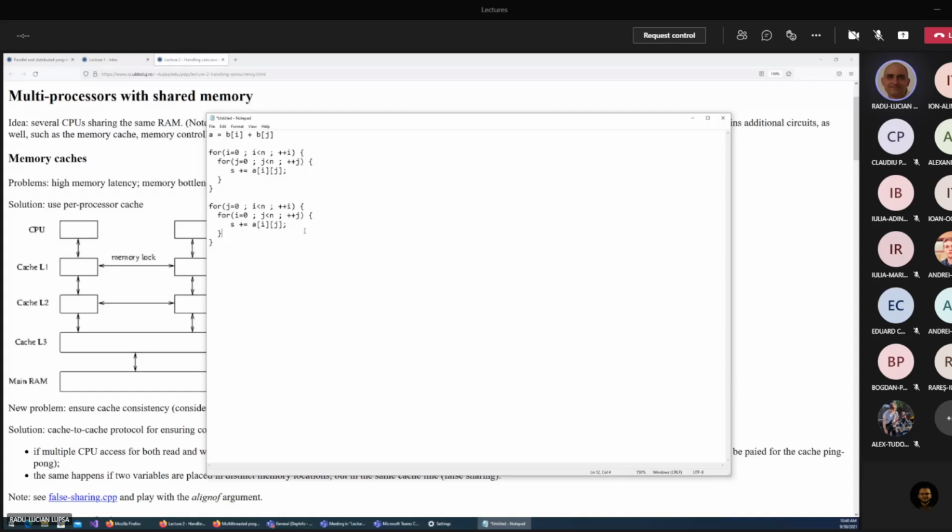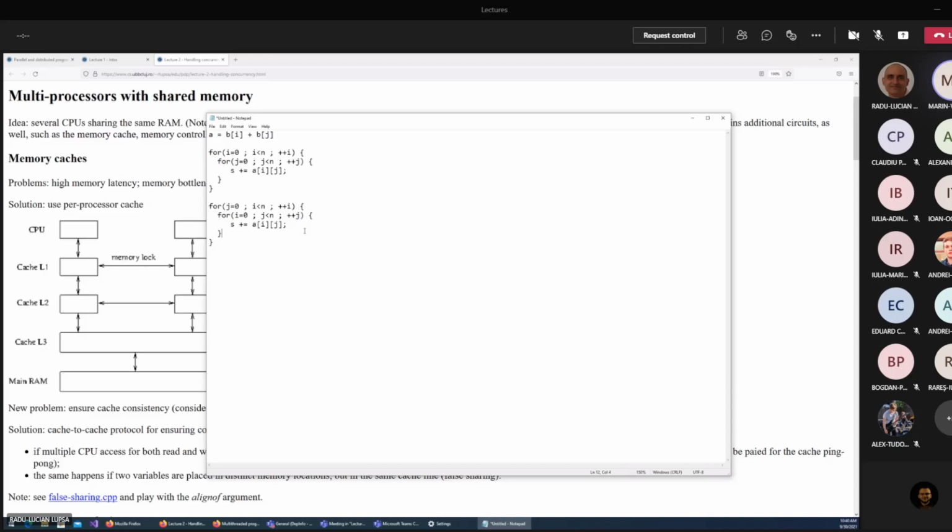Because the first loop parses the matrix line by line, so array by array, and since an array is a contiguous segment of memory, we will have chunks of that array loaded in the cache, so it will be faster to parse. On the second loop, it parses it column by column, so it has to switch array at every iteration of the inner loop, and so it also has to load different arrays at every iteration of the inner loop. Perfect.